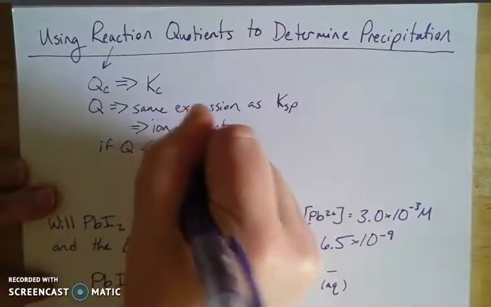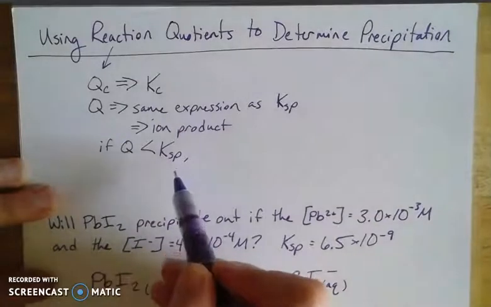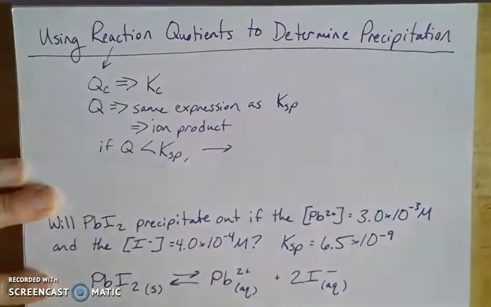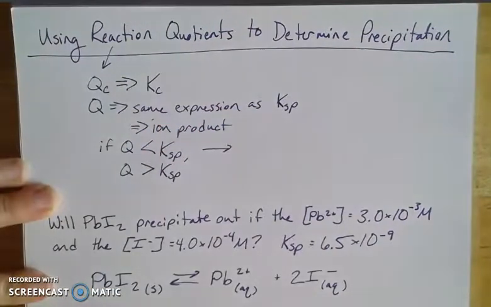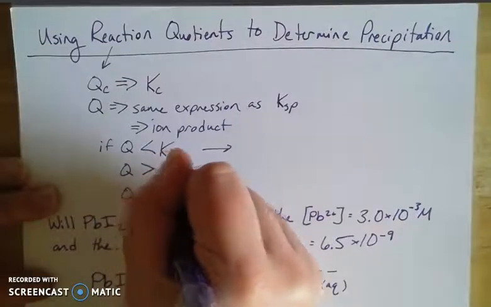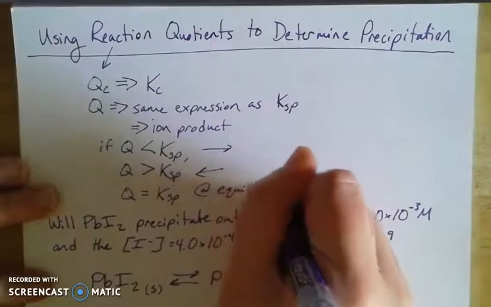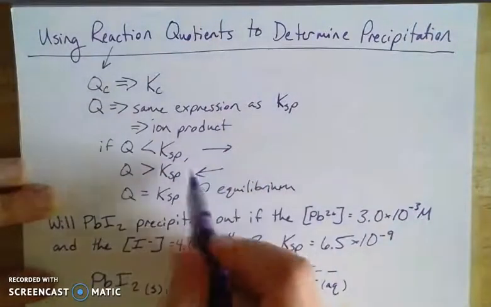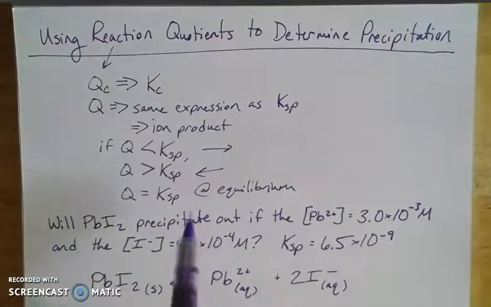So if Q is less than K, then the reaction hasn't reached equilibrium yet. It's smaller than KSP, so the reaction's going to still move forward. If Q is greater than the equilibrium constant, then that means we've overshot equilibrium. We have to go backwards in order to reach equilibrium. And if Q is equal to KSP, then we're at equilibrium. I like that I put a comma there. If this, then arrow.